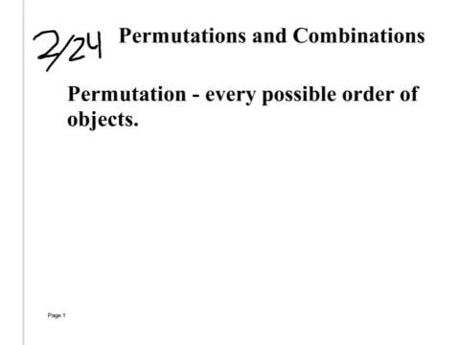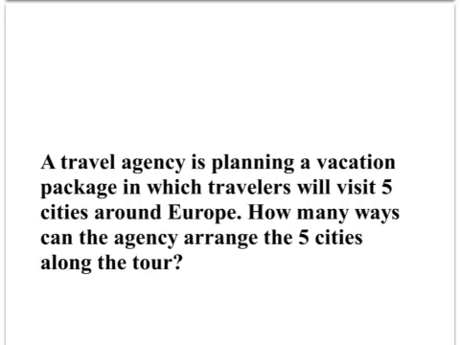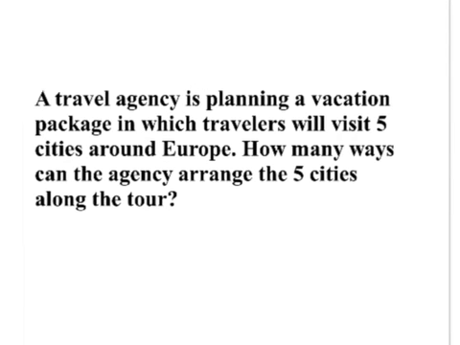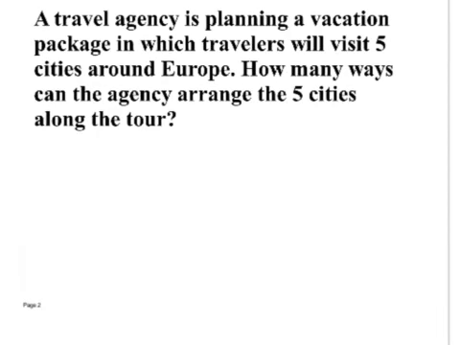Permutations and combinations. A permutation is every possible order of objects. You need to know the definition of permutation. It's every order that is possible. Okay? So, write this down. A travel agency is planning a vacation package in which travelers will visit 5 different cities around Europe. How many ways can the agency arrange the 5 cities along the tour?